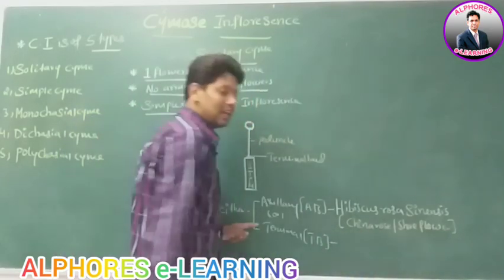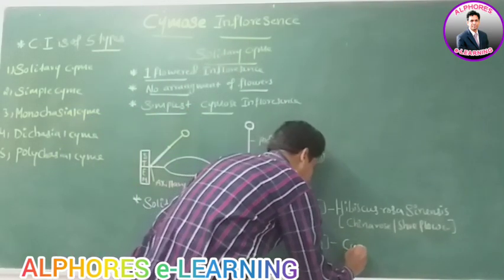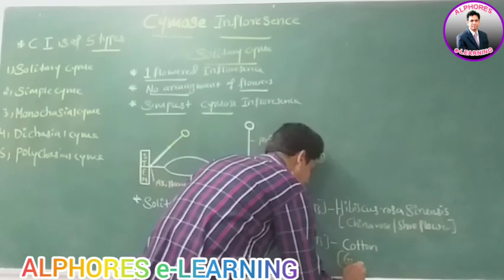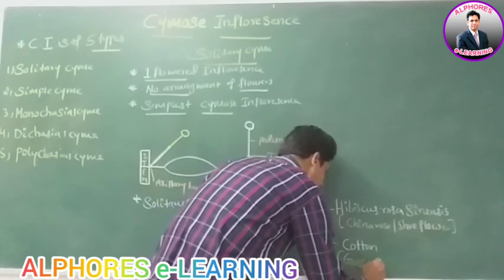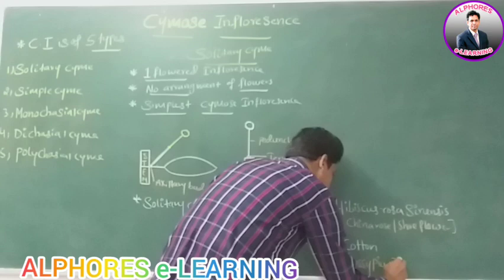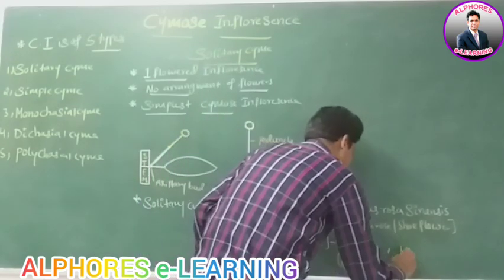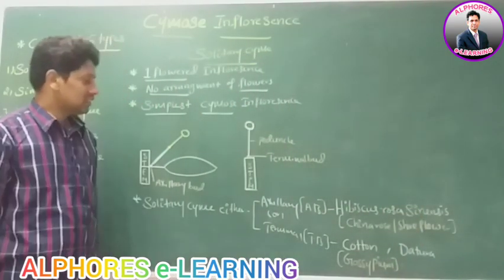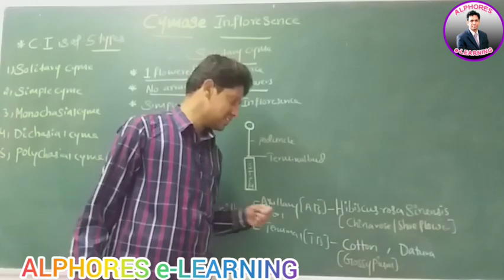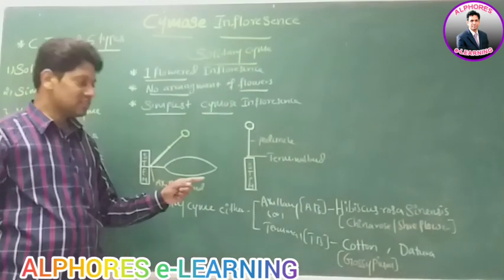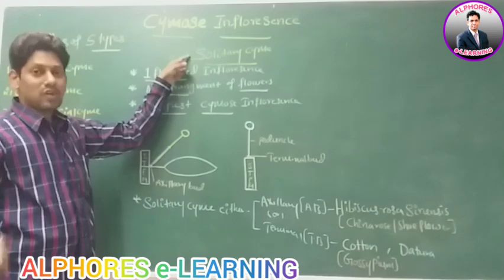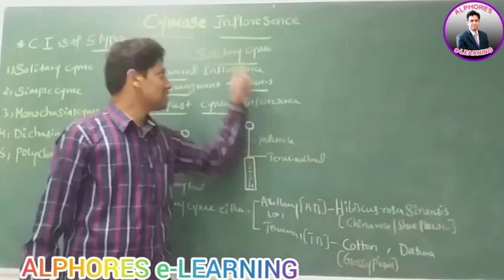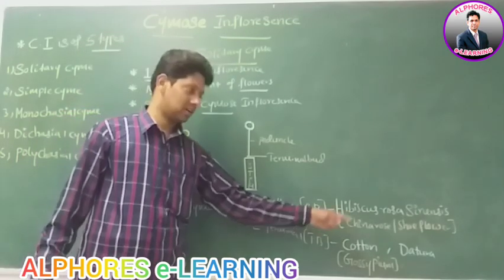Sir, for terminal bud, the example I am writing is cotton. We call it Gossypium. The second example is Datura. Now listen to the statement. Sir, in the case of Hibiscus rosa sinensis, cotton and Datura, in these three cases, solitary cyme is present. Solitary cyme is axillary in the case of Hibiscus rosa sinensis. Solitary cyme is terminal in the case of cotton and Datura.